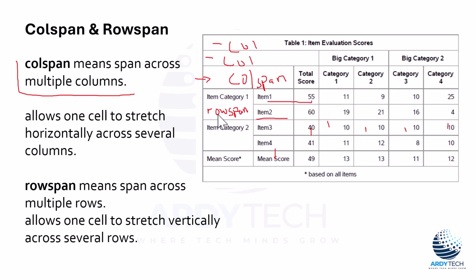But this single cell has spanned across 2 rows here. Likewise, this again has spanned across 2 rows here. So let us now move on to our code editor and see the implementation of all this.